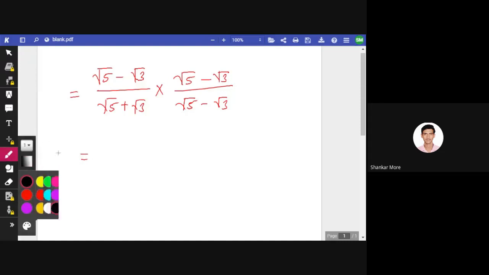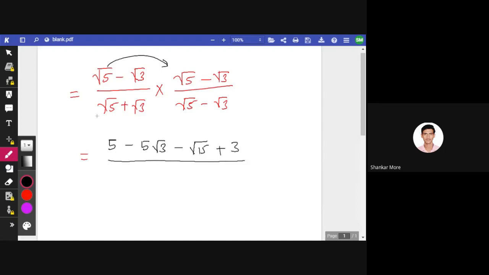It will be root of 5 into root of 5 is 5, root of 5 into minus root 3 is 5 root 3. Now minus root 3 into minus 5 is minus root of 15. 5 3s are 15, and minus minus becomes plus. Root of 3 into root of 3 is 3, right? Divided by, in one bracket we have a plus b, in another bracket we have a minus b, so it will be a square, that is 5, and b square, that is 3.